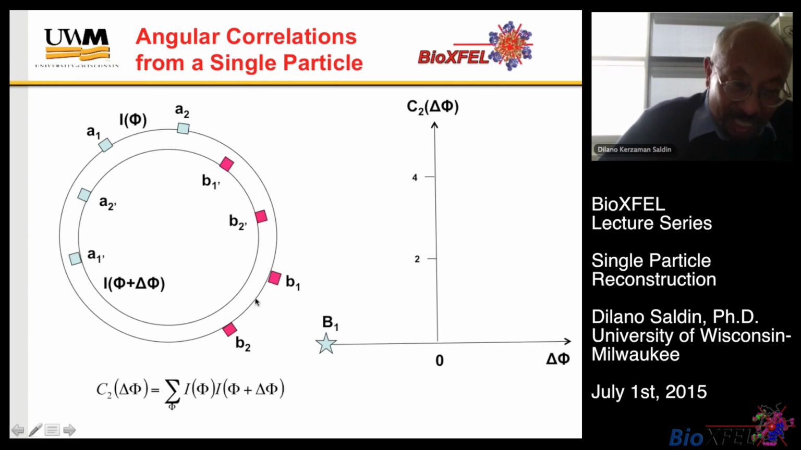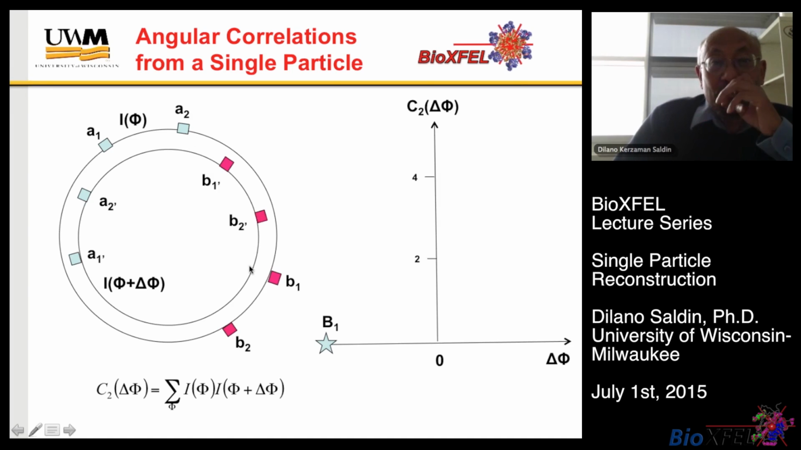Now consider the same correlation function, but this time where you have 2 particles. A1 and A2 correspond to the peaks on one of the diffraction patterns. If you look at the outer ring, we see A1 and A2. These are both peaks from one particle, and B1 and B2, both peaks from a second particle.